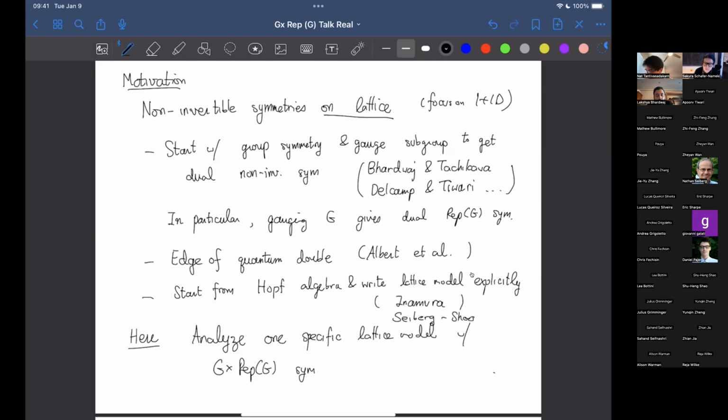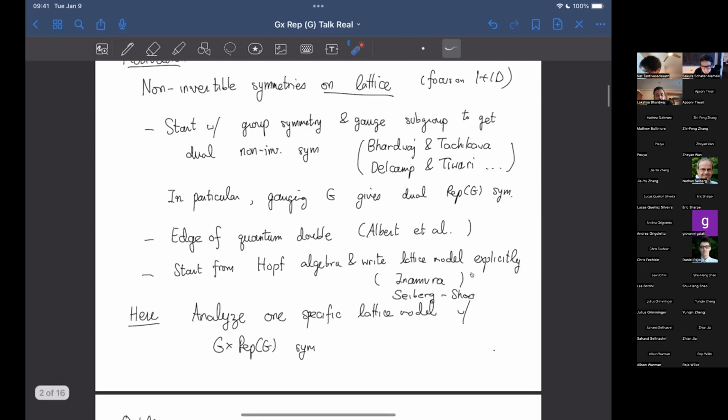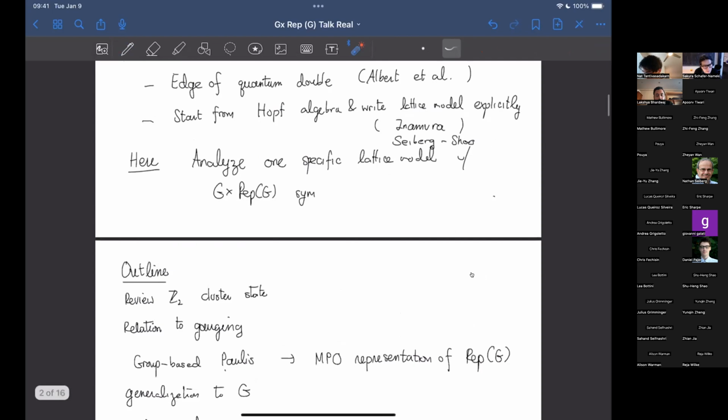which is this generalized cluster state. I'm going to show that it's an SPT protected by G times Rep G. Basically, what we're going to try to do is beat this model to death. Of course, today I might not have time to go over all the aspects we talked about in the paper, but that's going to be the goal, to hopefully get a flavor of what this model looks like.